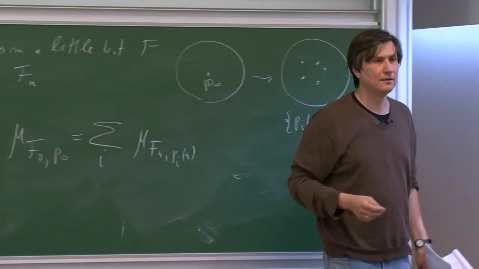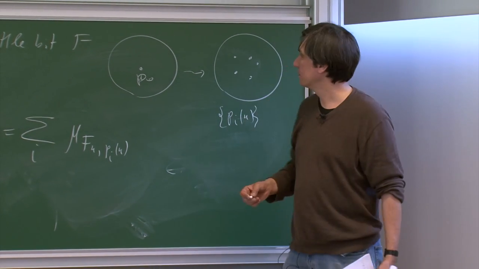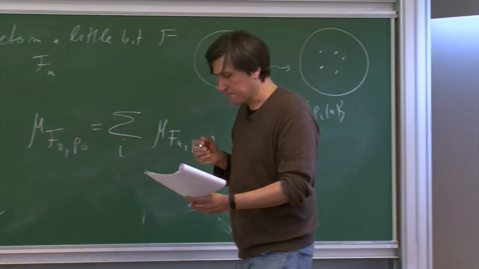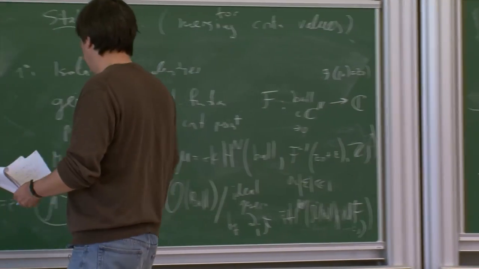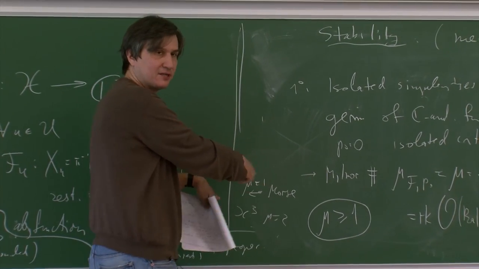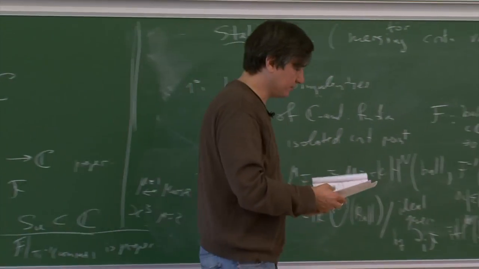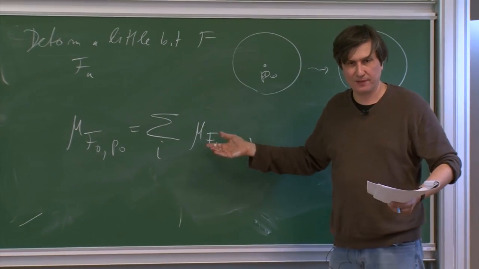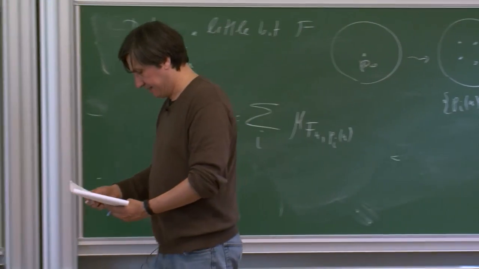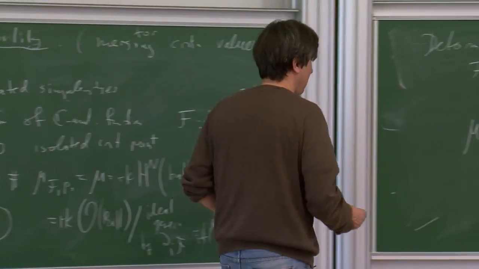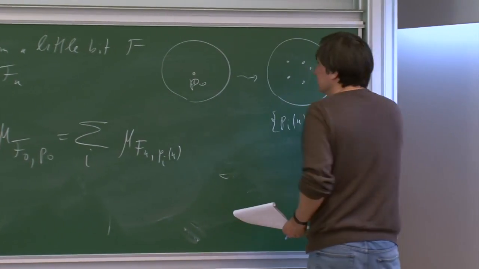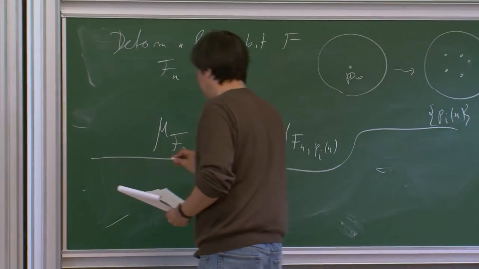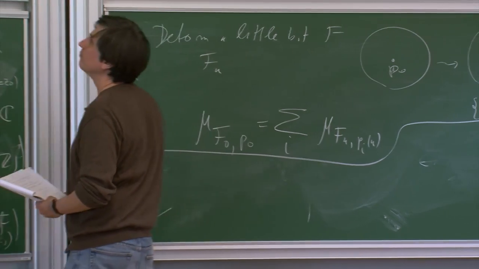There could be several critical points above a given one. Yes, yes, for each critical point. So it means that this x cubed can decompose into two Morse singularities. The Milnor number is the number of Morse singularities into which the critical point can decompose. So you get some positive number, you decompose it into a sum of other positive numbers, and you get this conservation law. And this conservation law has a generalization.